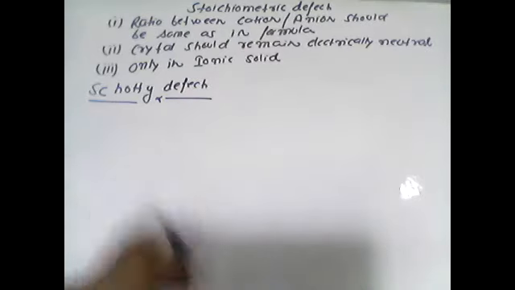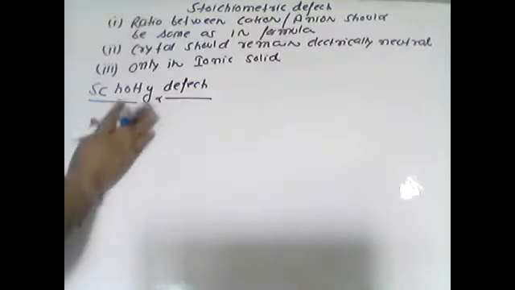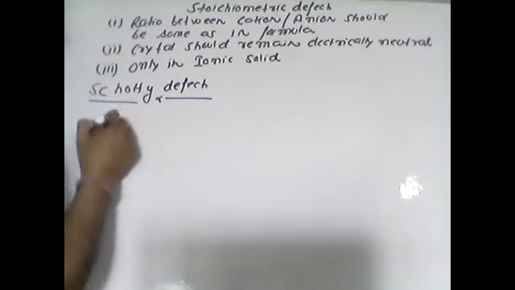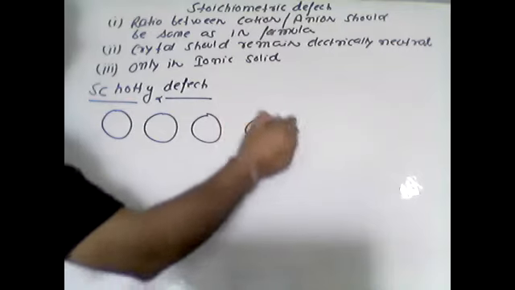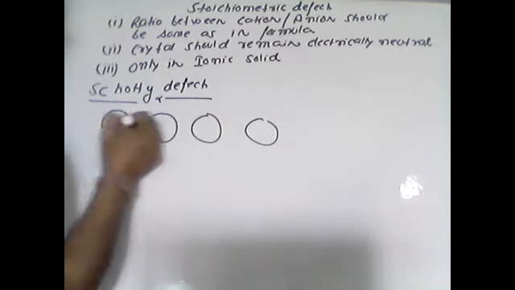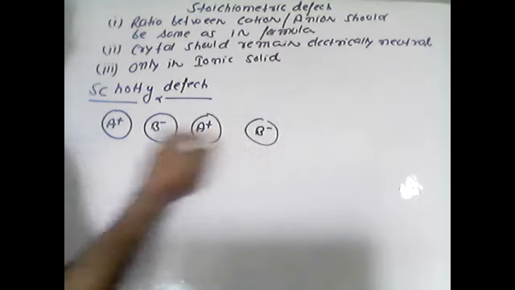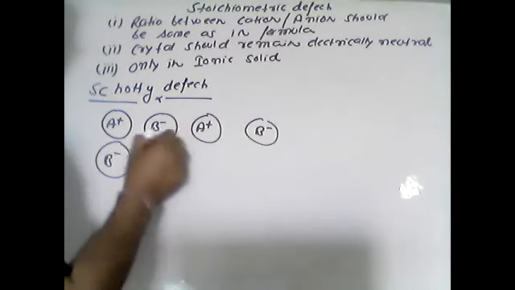This defect comes under the heading stoichiometric defect. Let me draw first of all the ionic solid: cation, anion, cation, anion. A positive, B negative, A positive, B negative.